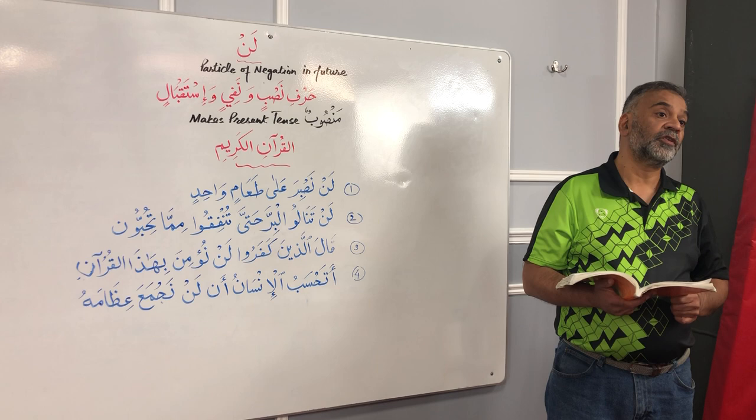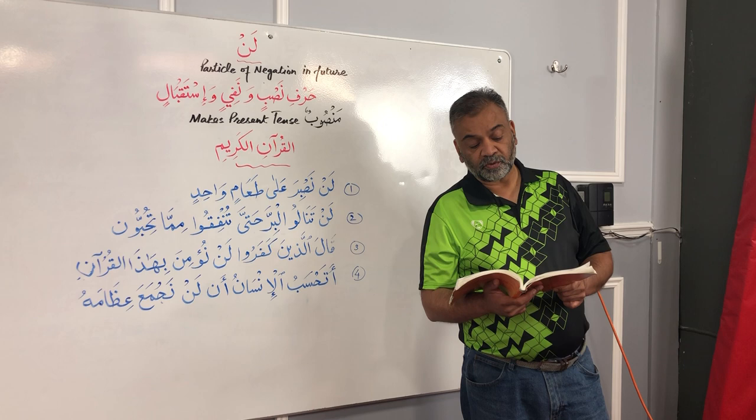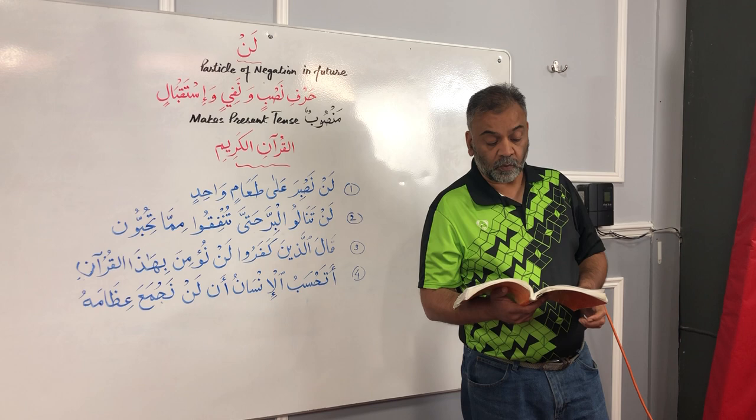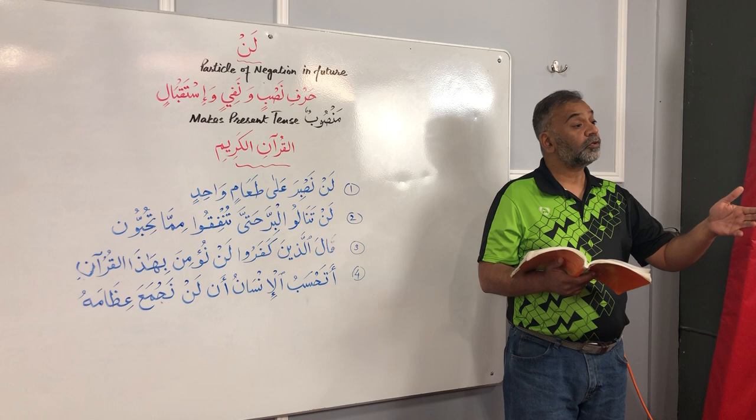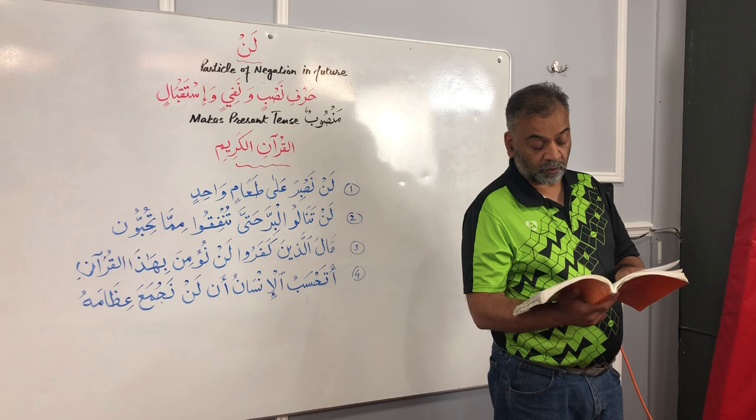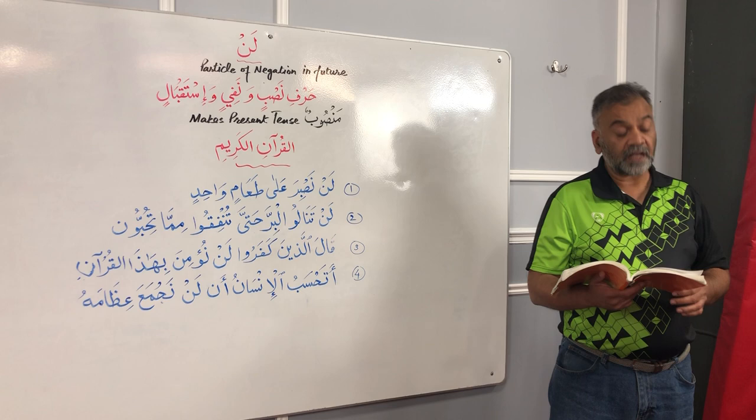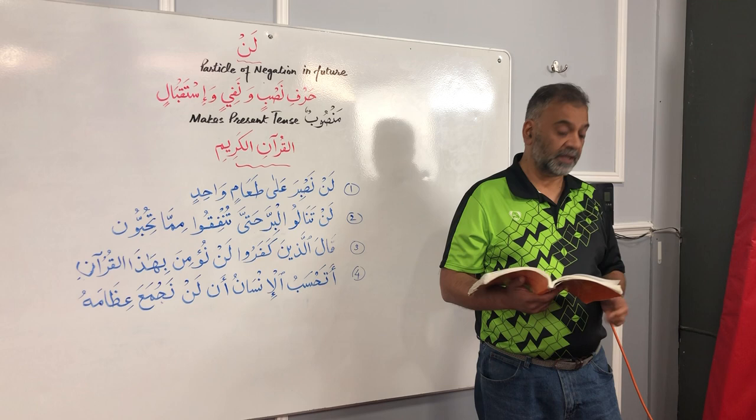Number four, limaza turidu akhwatuhu an yazhabna ila Makkata? Why did his sisters want to go to Makkah? I think they wanted to go to perform Umrah. So we say liya'tamirna, to perform Umrah, wa yabkaina hunaka, and they wanted to stay over there.